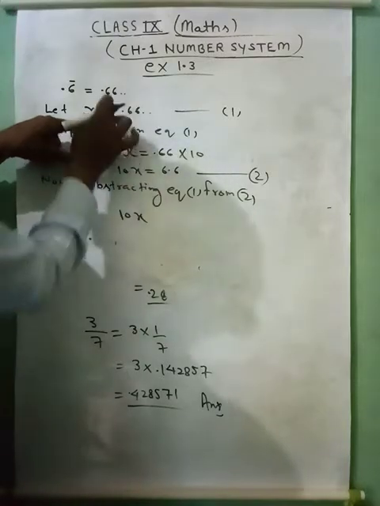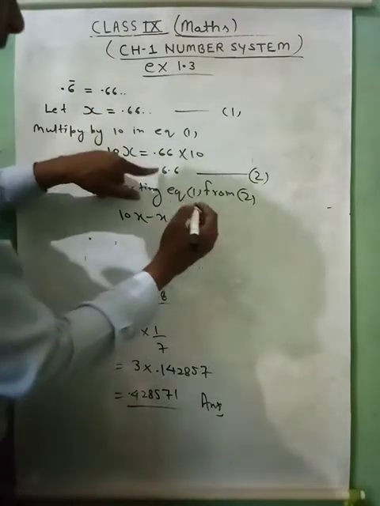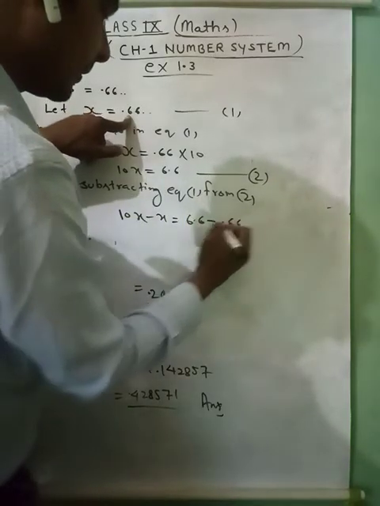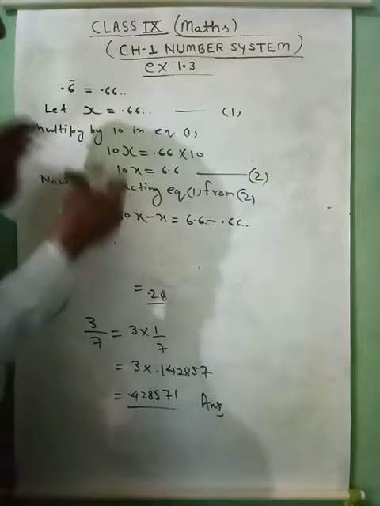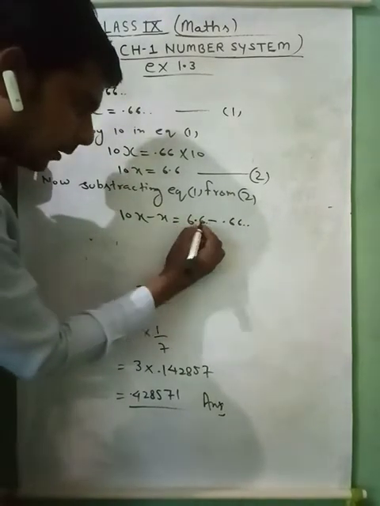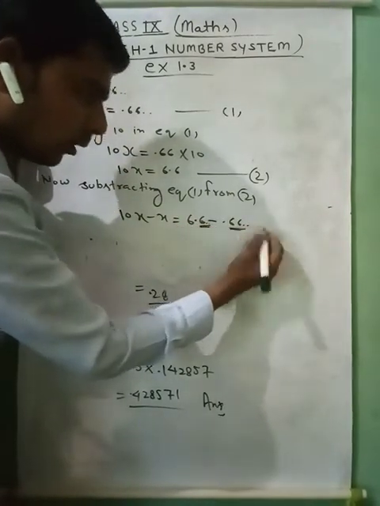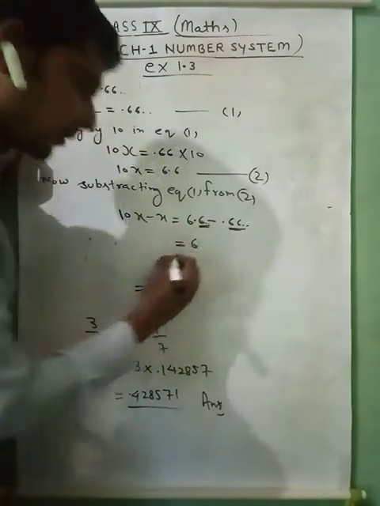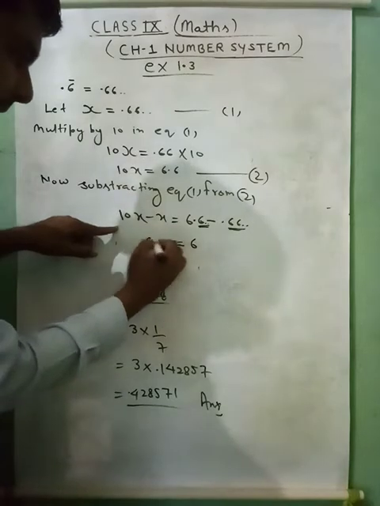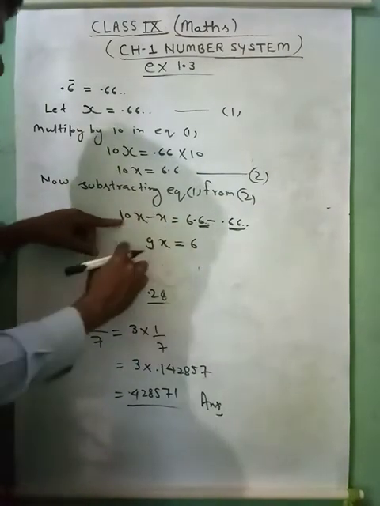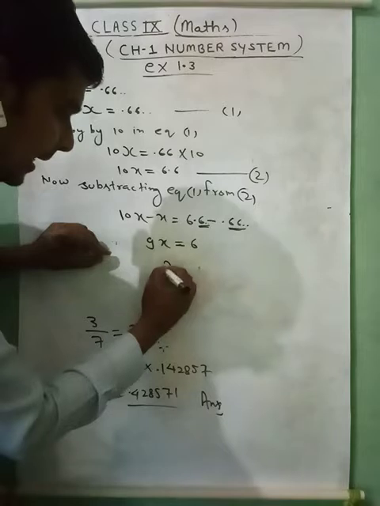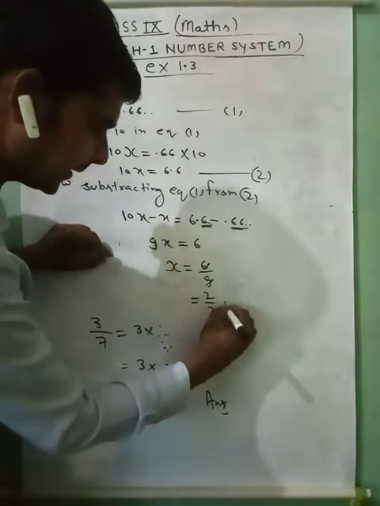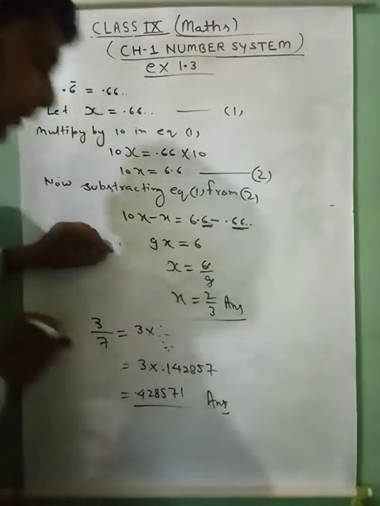10x minus x is equal to 6.6 minus 0.66. Always remember, after the point all digits will be removed. It means here 6 will be left and it is 9x. 10x minus 1x means 9x. So x is equal to 6 by 9, which means 2 by 3. It's your answer. Clear? Next.